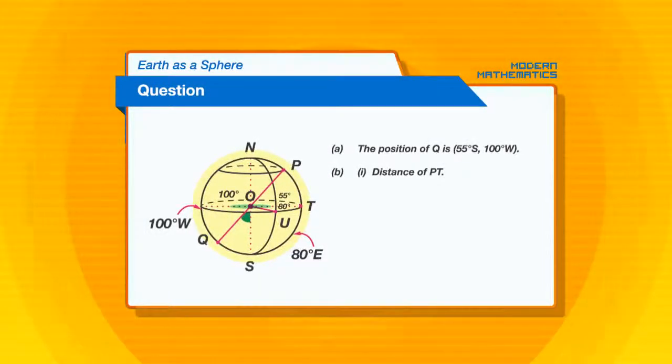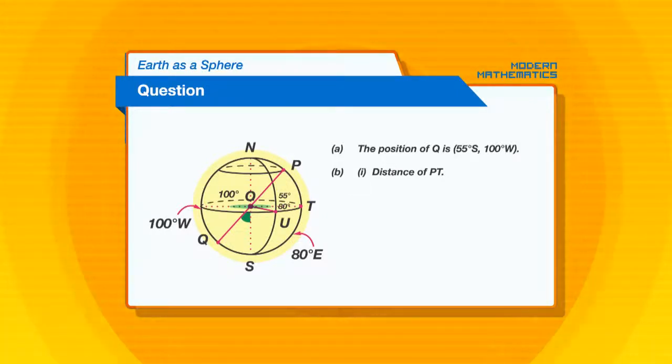Now in part B1, we are supposed to calculate the distance of PT in nautical miles, measured along the longitude of 80 degrees east. One nautical mile is the length of an arc of a great circle which subtends 1 minute at the center of the earth. Therefore, it must be measured along a great circle. Since point P and point T are sitting along a great circle with the longitude of 80 degrees east, to calculate the distance between them, all that needs to be done is to calculate the angle subtended at the center of the earth by the arc joining these 2 points.